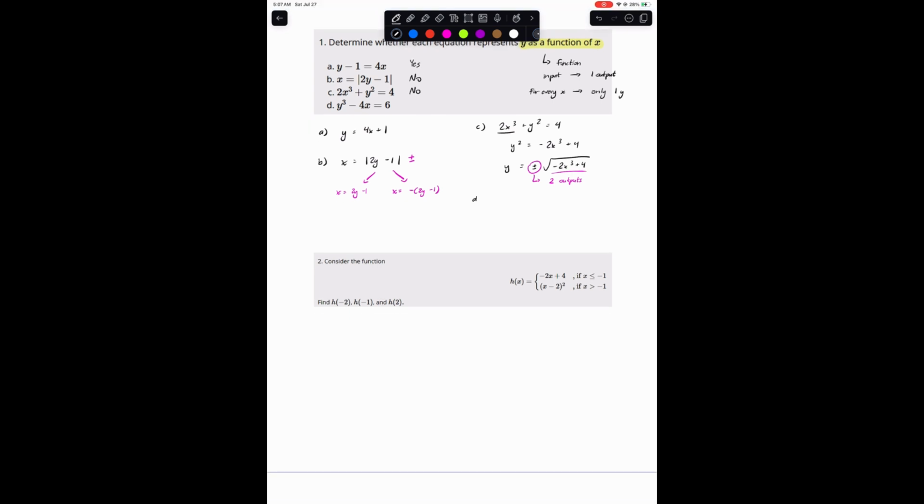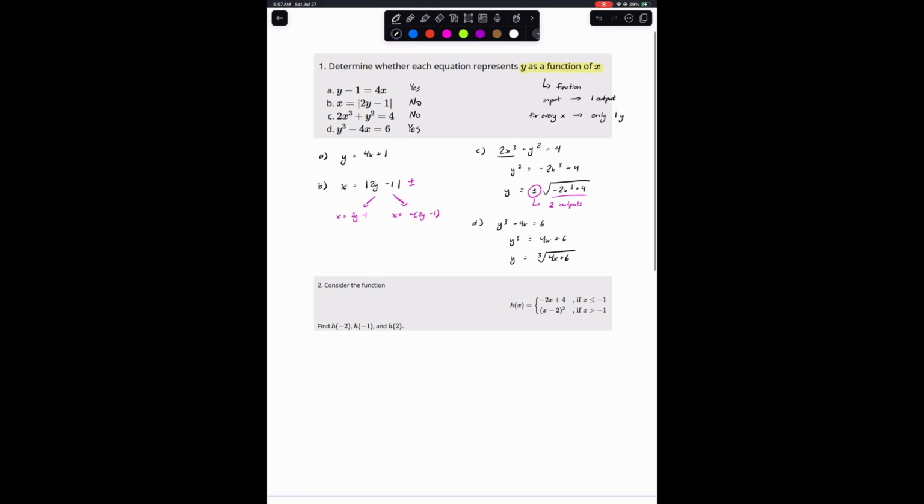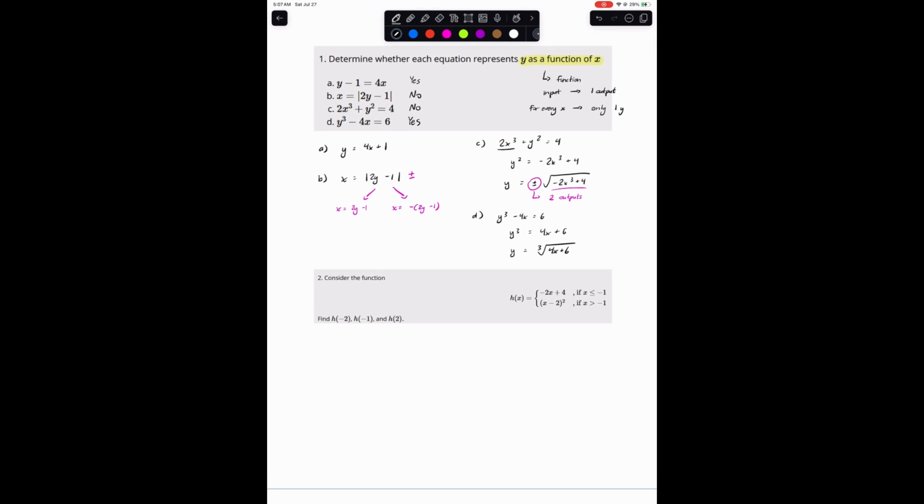And for d, we have y cubed minus 4x equals 6. Add 4x, move it over, and we get y cubed equals 4x plus 6. And when we take the cube root, there's no plus minus. So every time we put in an x, we get one y value out, and we indeed do have a function. And that is the first problem.